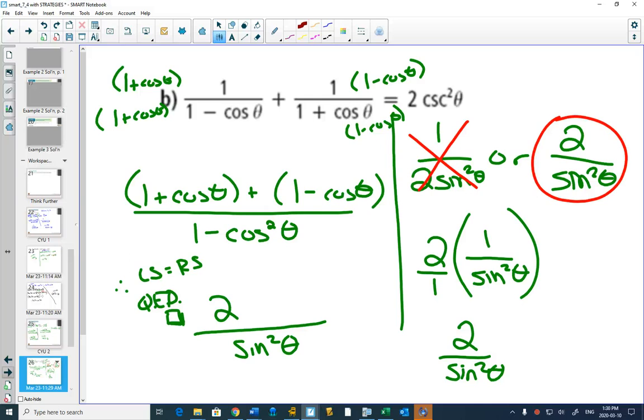And this one, did it use any new strategies? We only needed strategy number 1. We only needed that get to sine and cos and get a single fraction. I guess we did need to change this 1 minus cos squared to sine squared using an identity. Okay. So I'll give you a question for this one. 12a.